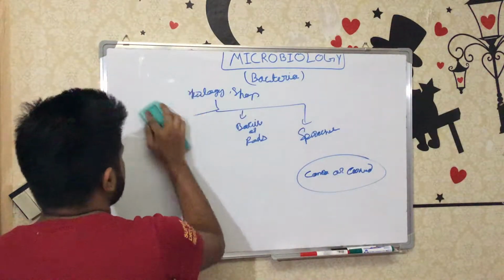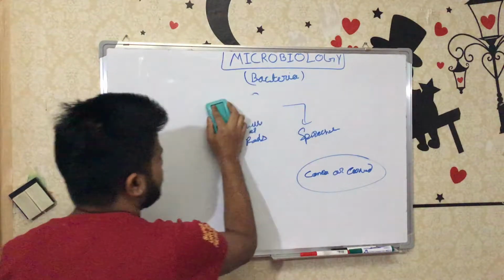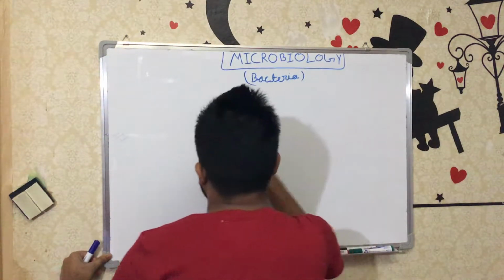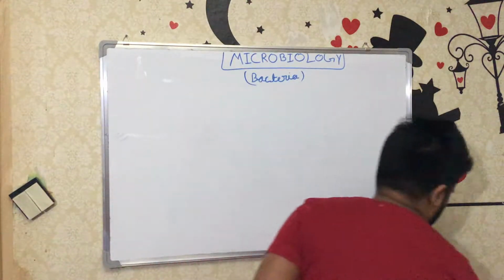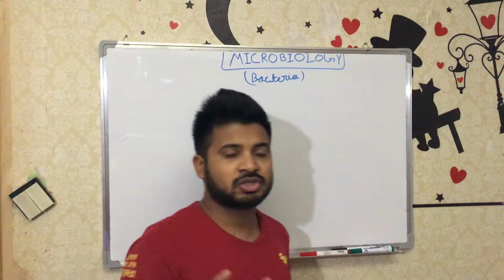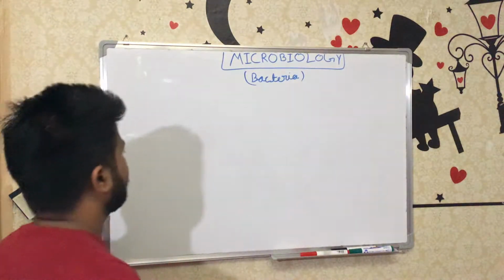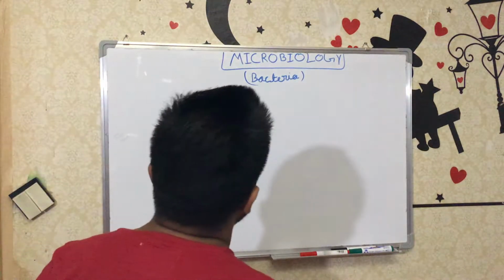Whenever we discuss the individual bacteria, we will discuss the shape and size very deeply. For now, just remember that bacillus, cocci and spirochete are the three shapes mainly found in bacteria. Now we will discuss the bacteria.